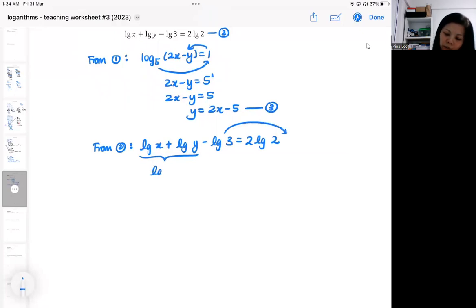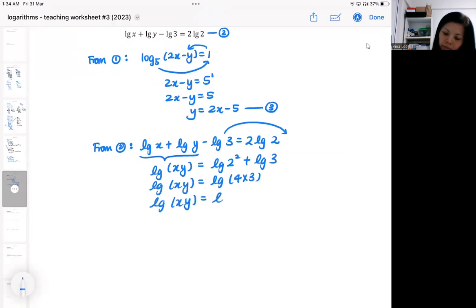So actually that's what I will do. I'll make it like this. I will bring the other log over. Okay, and then this one will be 4 times 3. So once I manage to reduce 1 log on each side, if you do the comparison, you will get xy equal to 12.